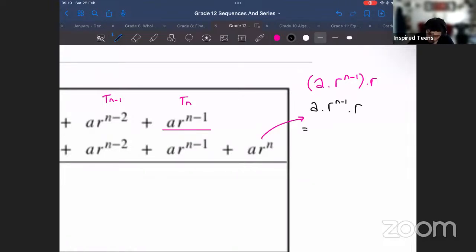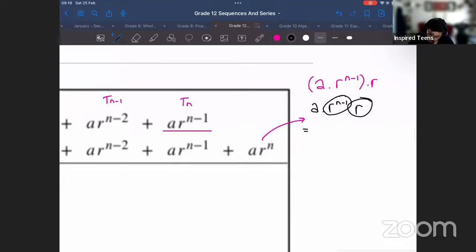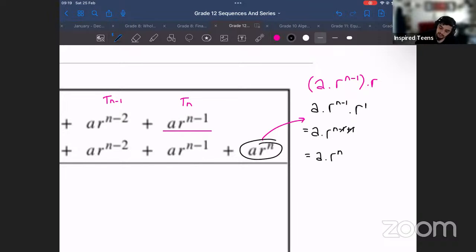Okay, it's multiplication. So here we have common bases. Remember, this is R to the 1. When you have common bases, you simply add the exponents. So A times R to the n minus 1 plus 1. Minus 1 and plus 1 are going to cancel each other out. You are left with A times R to the n. So if you're wondering how we got the last term as A times R to the n, that's how we got it.